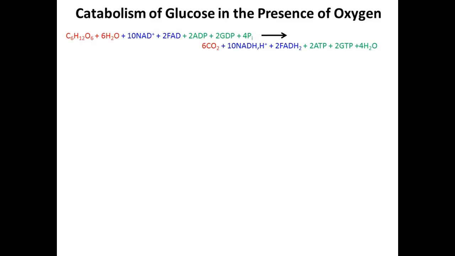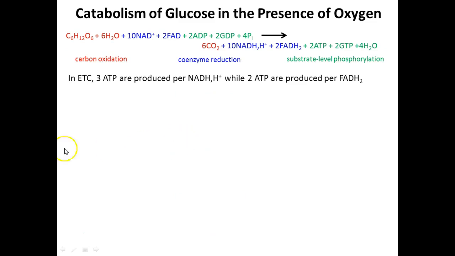So when we look at the catabolism, the breakdown of a carbohydrate like glucose in the presence of oxygen, we generate water, as we saw. We generate a lot of electron carriers, carbon dioxide, and some ATP and GTP at the substrate level. Those electron carriers go to the electron transport chain, and 3 ATPs are produced for each NADH, because we've had 3 sets of protons going across, and about 2 for each FADH2.